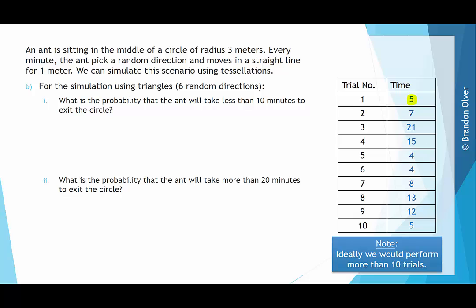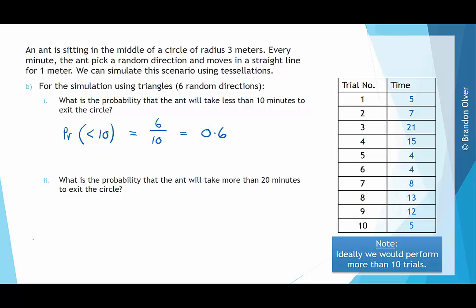So we have a 5, a 7, a 4, a 4, an 8, and a 5. The probability that it takes less than 10 minutes is equal to 6 outcomes out of 10 trials, which is 0.6. Using the hexagons, that was only 0.3, and now it's up to 0.6. But if we did more trials, we'd get more accurate results and be able to better describe the probabilities involved in this simulation.